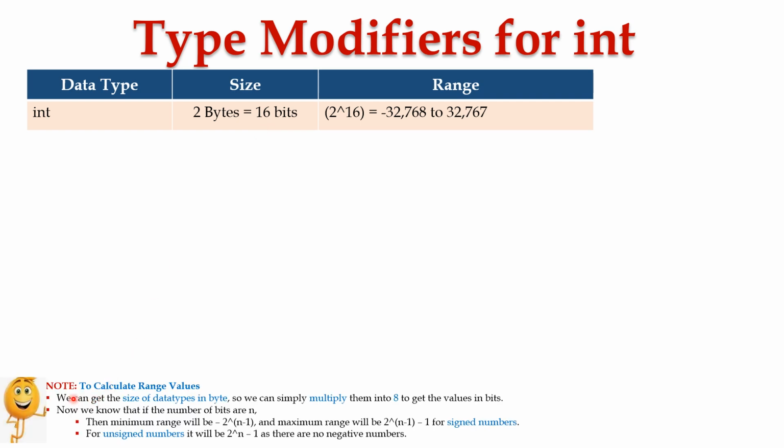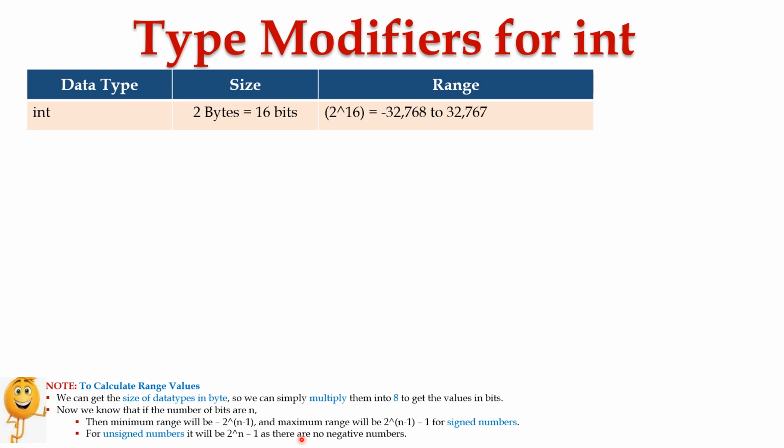Let's check out the note to calculate the range values. We can get the size of data types in bytes, so we can simply multiply them by 8 to get the values in bits. Now we know that if the number of bits is n, then the minimum range will be minus 2 to the power of n minus 1 and the maximum range will be 2 to the power of n minus 1 minus 1 for signed numbers. For unsigned numbers, it will be 2 to the power of n minus 1 as there are no negative numbers.